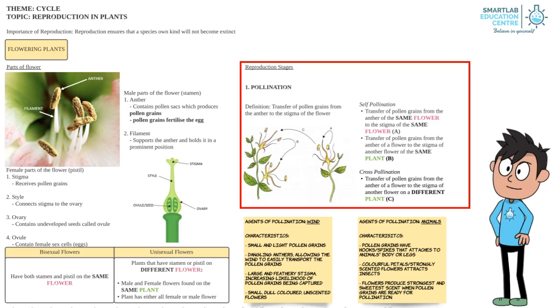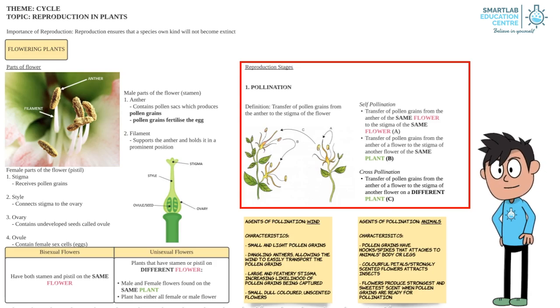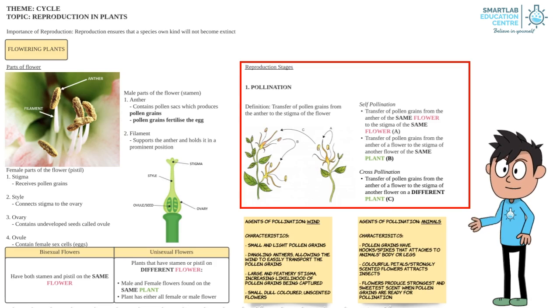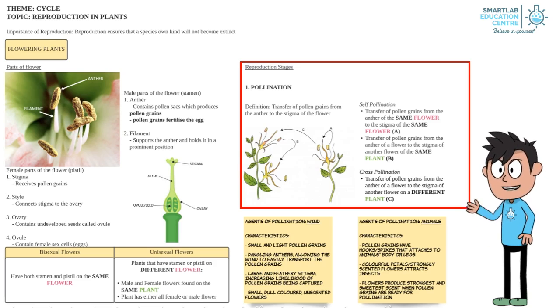Self-pollination. It is the transfer of pollen grains from the anther of the same flower to the stigma of the same flower. Or, it is the transfer of pollen grains from the anther of a flower to the stigma of another flower of the same plant. Cross-pollination. It is the transfer of pollen grains from the anther of a flower to the stigma of another flower on a different plant.